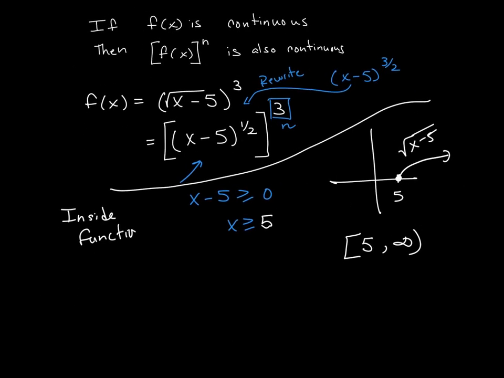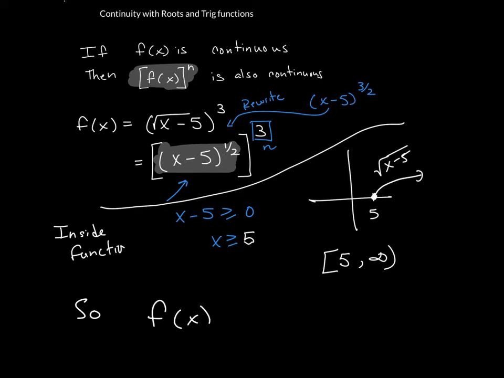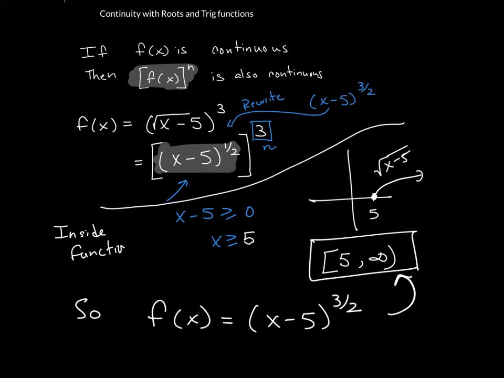Now, this is what the theorem says. If this is continuous, then that function to the n is continuous. So we can go ahead and conclude that f of x equals x minus 5 to the 3/2 is continuous on that same interval.